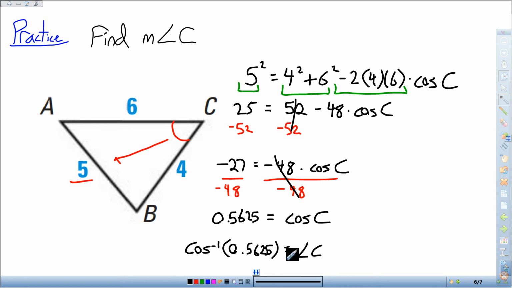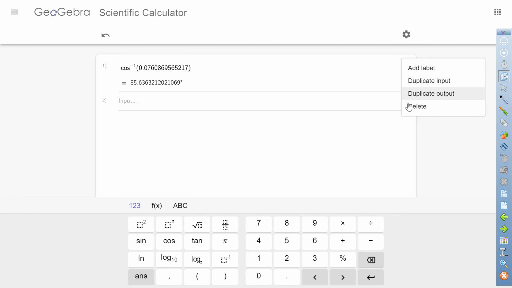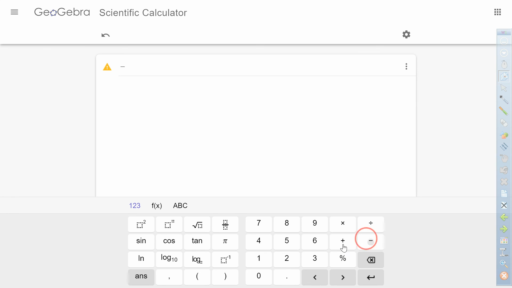So this is what you'll type in. I'm going to catch up to you guys. So negative 27 divided by negative 48. You should already have this in your calculator. And now I'm going to take the inverse cosine of this exact decimal. I'm not going to type it in. So inverse cosine, I'm going to use my answer key, and then it'll give me the exact answer, 55.77. So this is going to round up to 55.8.